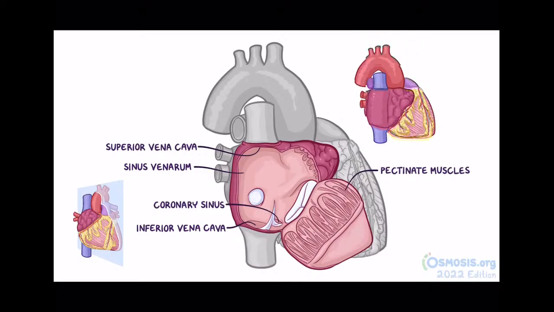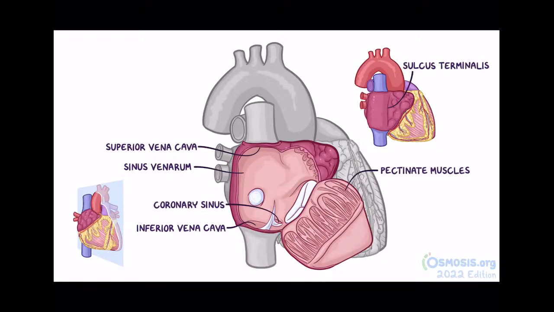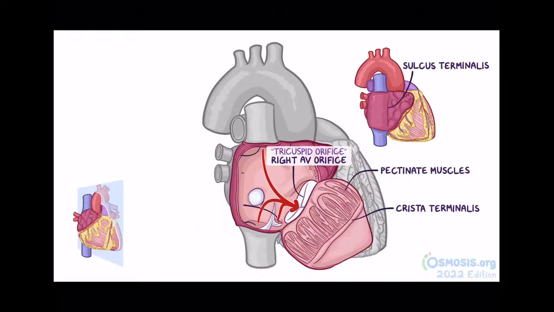Externally, the smooth and rough parts of the atrium are separated by a vertical, shallow groove called the sulcus terminalis. Internally, these structures are separated by a vertical ridge called the crista terminalis. Inferiorly, you can also see the right AV orifice, also known as the tricuspid orifice, which is where the blood from the atrium goes into the ventricle.